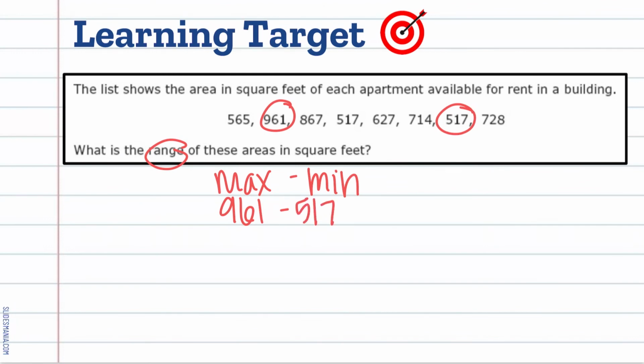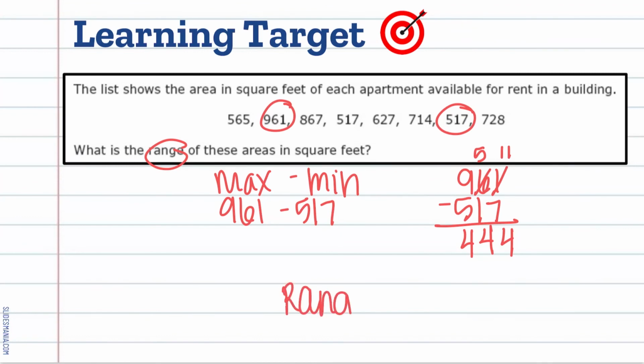So then to find the range, I will just do my subtraction. So 961 minus 517. I'll borrow from my tens place and give to my ones place. So now I have 11 ones. I'm taking away 7 ones, which leaves me 4. I have 5 tens, and I'm taking away 1 ten, so I have 4 tens now. And I have 9 hundreds, and I'm taking away 5 hundreds, which leaves me 4 hundreds. So altogether, I am left with a range of 444.